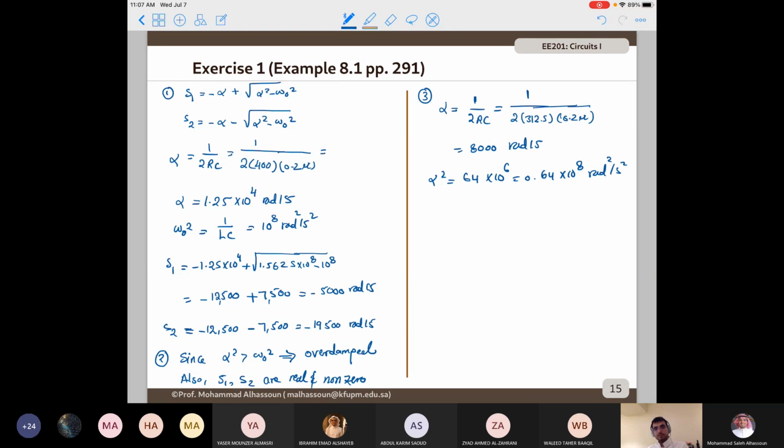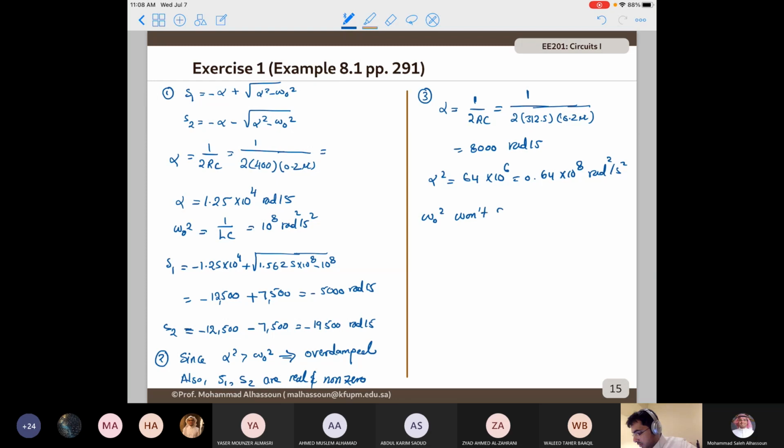Ahmed Hamid? Ahmed? So what is omega naught squared? Will it change? Omega naught, no, because it depends on L and C. Exactly. So omega naught won't change.